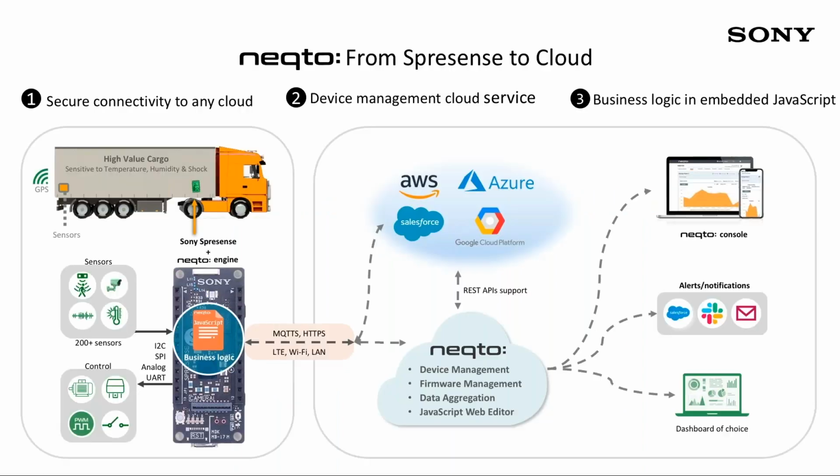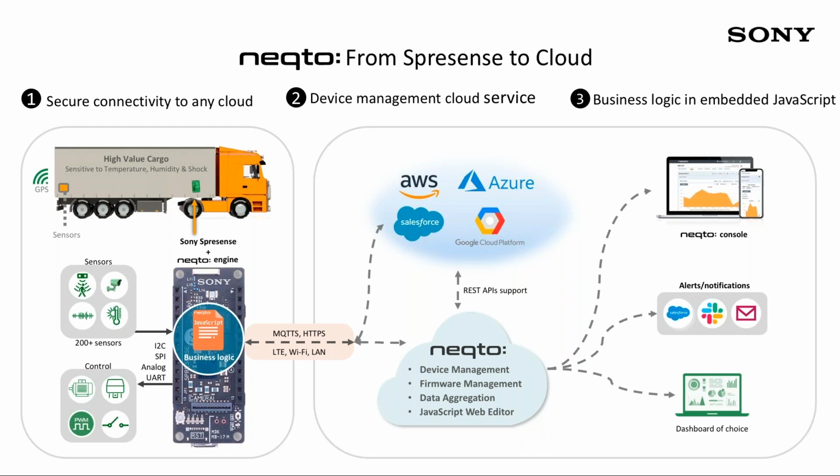Let me tell you about neqto a little bit. I have a very good example here. You see a little truck on the left-hand side. This truck is connected to 3 sensors: temperature, humidity, and shock. And all of these sensors are connected to Spresense, and Spresense is monitoring this truck.